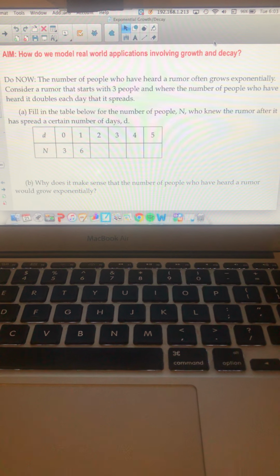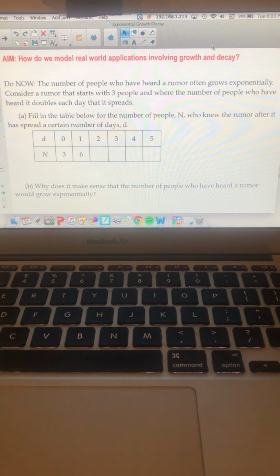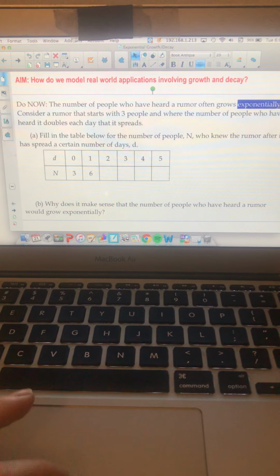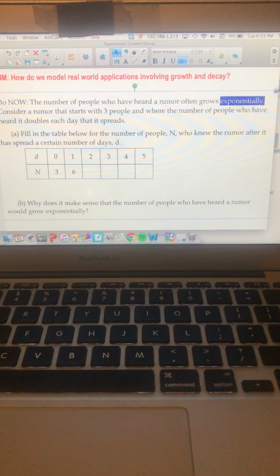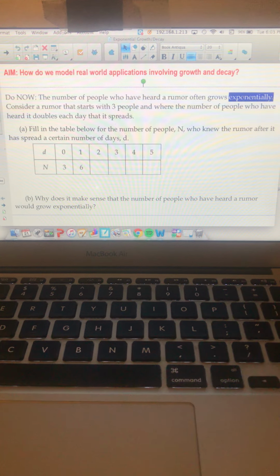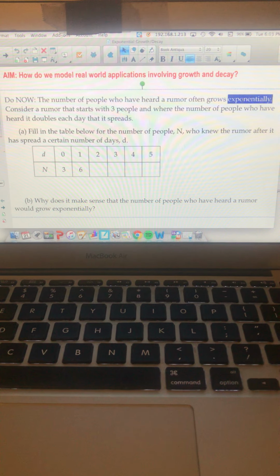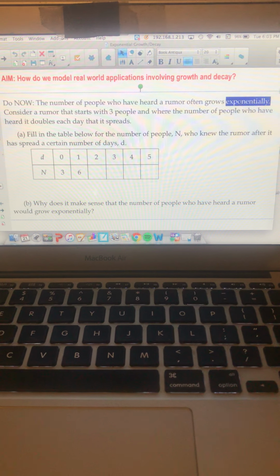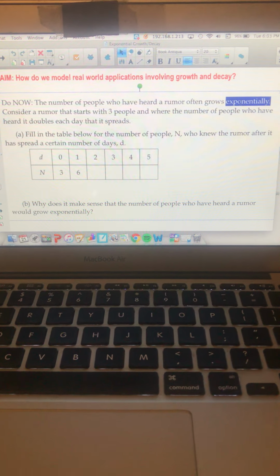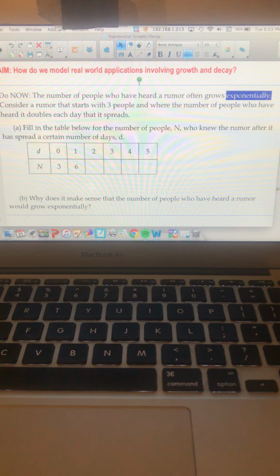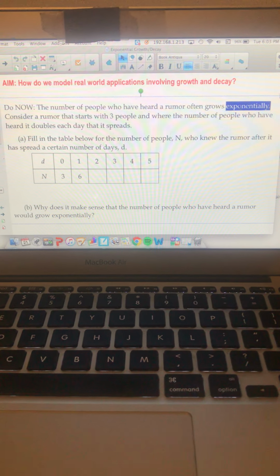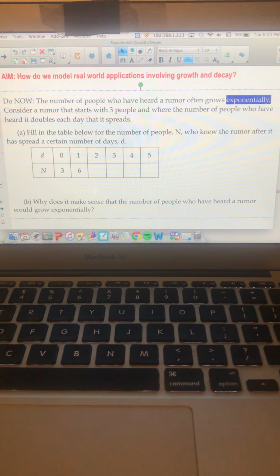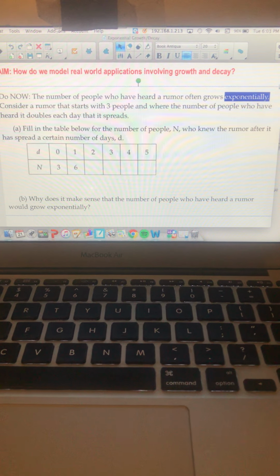That's saying the number of people who have heard a rumor often grows exponentially. So this is a new word for us, exponentially. We want to consider a rumor that starts with 3 people and where the number of people who have heard it doubles each day that it spreads. So it starts with 3 people and then the amount of people who hear it is doubling every day. So we want to fill in the table below for the number of people that's being represented by N who knew the rumor after it has spread for a certain amount of days, which is represented by D.